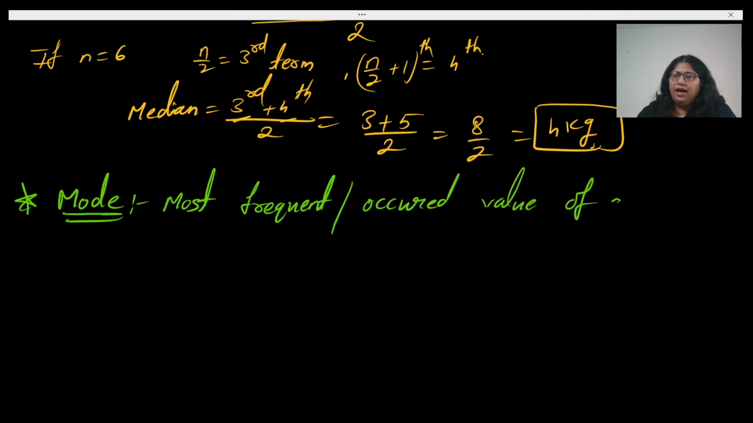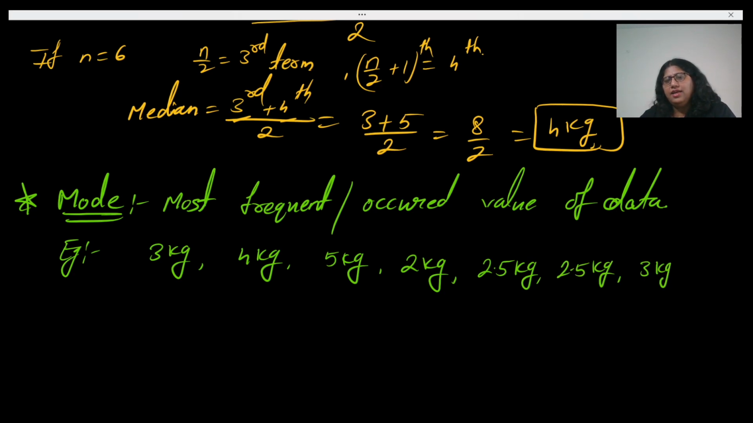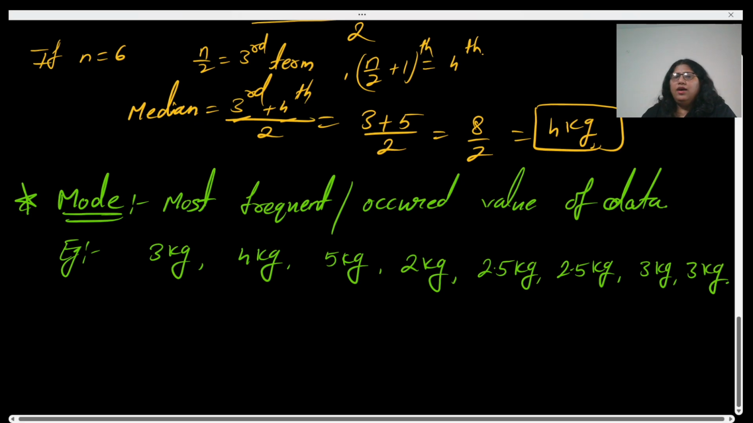Now here again, if I'm considering the same example where I'm taking the different weights, 3 kg, then 4 kg one fruit, 5 kg watermelon, 2 kg watermelon, then again 2.5 kg, then again 2.5 kg, and 3 kg and 3 kg. Now in this case, which weight is going to be the mode here? The data is about the weight.